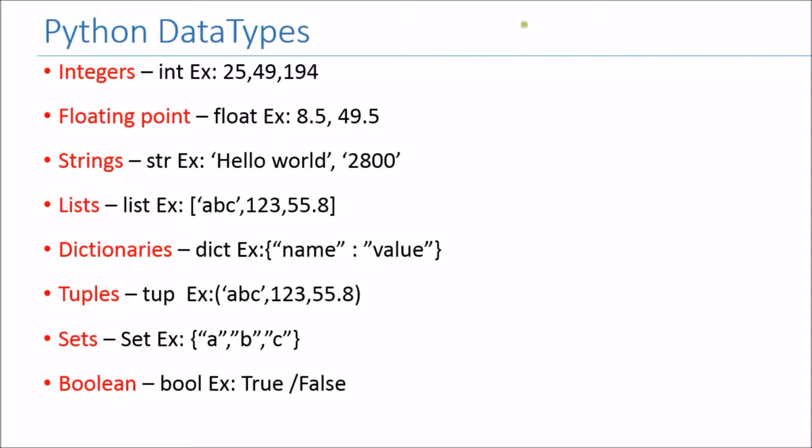Boolean is another type. It is represented by bool. It can have two values. It can be either true or false.